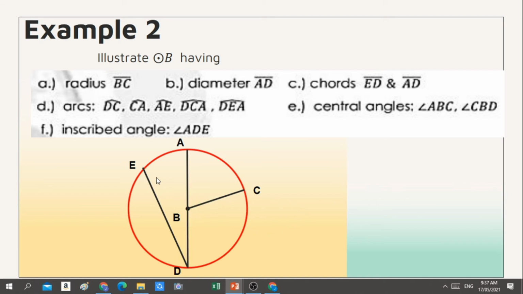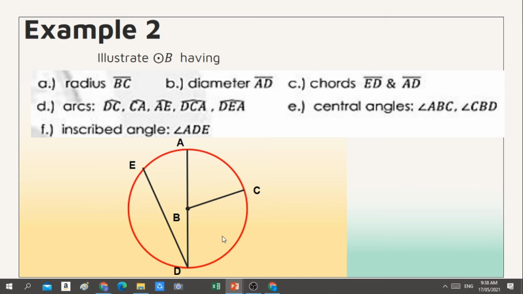And then the last is inscribed angle ADE. Yon. That's the reason why I put the chord ED here, so that meron tayong inscribed angle na ADE. Bakit siya inscribed angle, yung ating ADE? Because we have two sides of the angle are the chord of the circle, and the vertex is on the circle, which is point D.